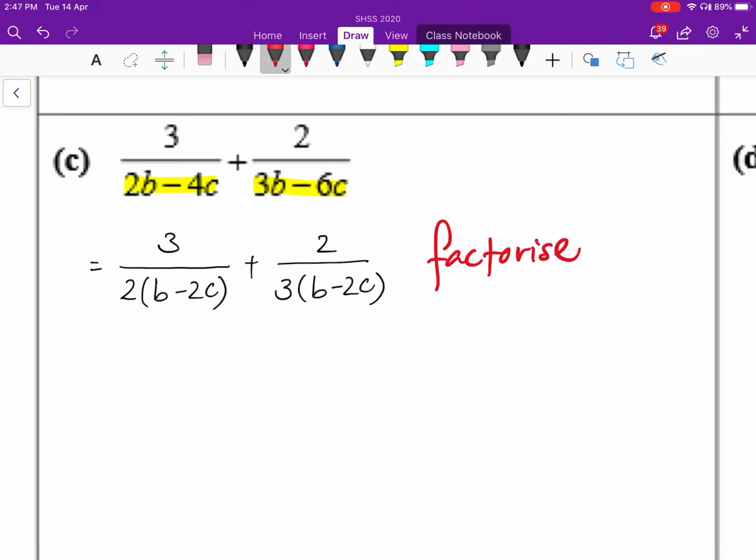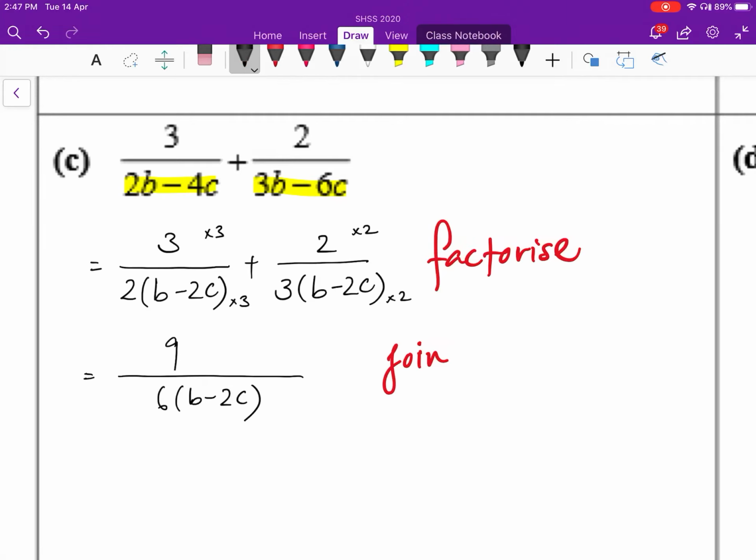From here, then you know what to multiply to make the denominator the same. Here I multiply by 3, multiply by 3. Here I multiply by 2, multiply by 2. Then I can do my join, expand, simplify. I can join them together, same denominator, which is 6 bracket b minus 2c.